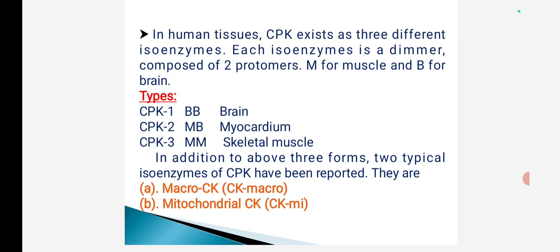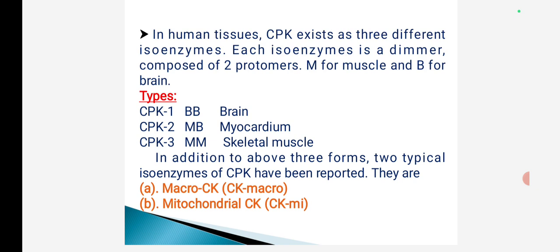In human tissues, creatine phosphokinase exists as 3 different isoenzymes. Each isoenzyme is a dimer composed of two protomers, M for muscle, B for brain. Creatine phosphokinase 1, BB, is expressed mainly in brain. Creatine phosphokinase 2, MB, is expressed mainly in myocardium. Third, CPK3, consists of MM, especially present in skeletal muscle.